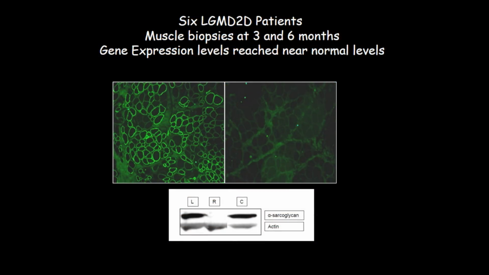And so we can take out the muscle then at various times. We've taken it out as early as 6 weeks, as late as 6 months. And here you'll see the 6-month result in 6 LGMD 2D patients. We have biopsies we did at 3 and 6 months, and we have perfect, beautiful gene expression in about 70% of the muscle fibers.